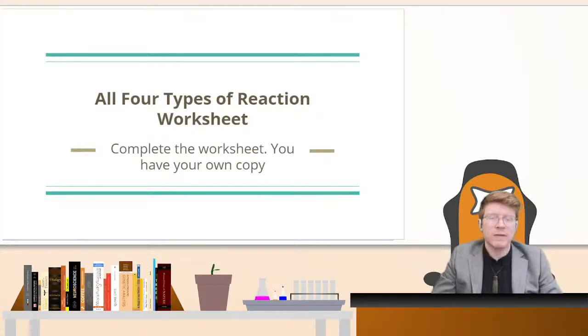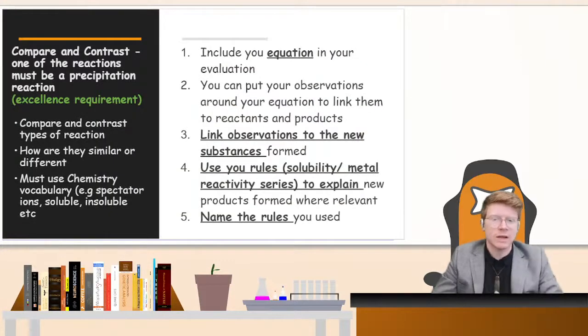For some of you, you'll be feeling pretty advanced. You'll be able to fly through this reaction worksheet. For some of us, it will take a bit longer. But if you're finding you're flying through this, then I'm going to give you some merit and excellence level stuff to work on. So the merit and excellence level is another worksheet there.